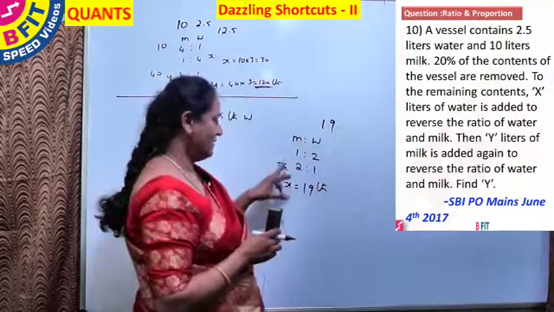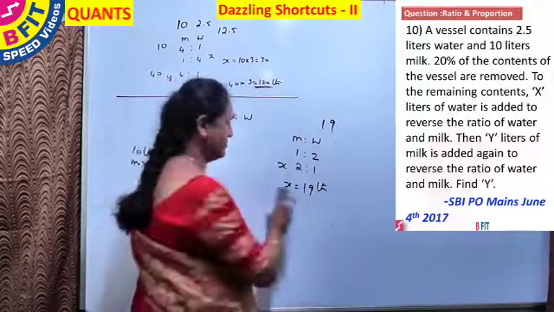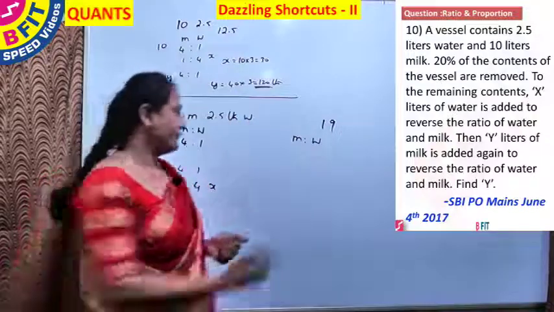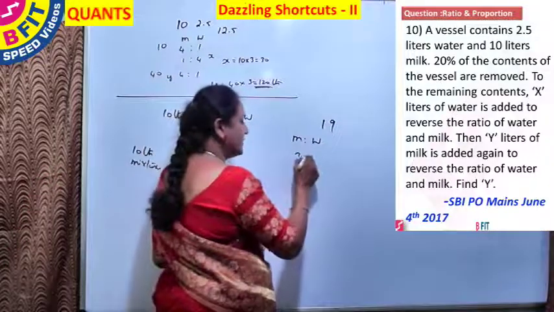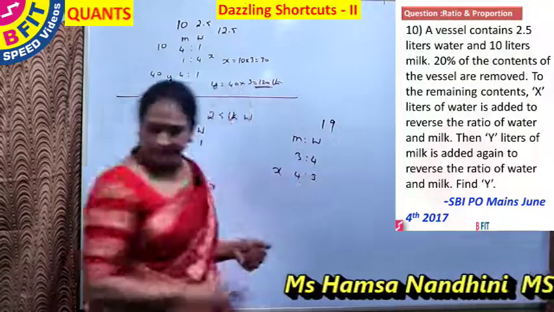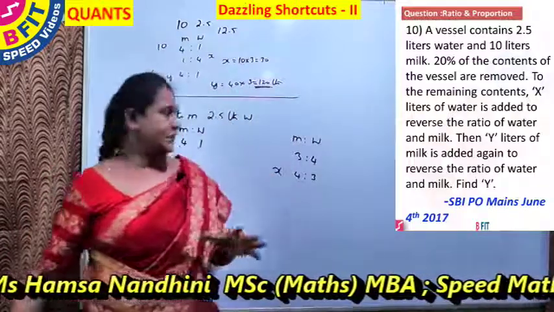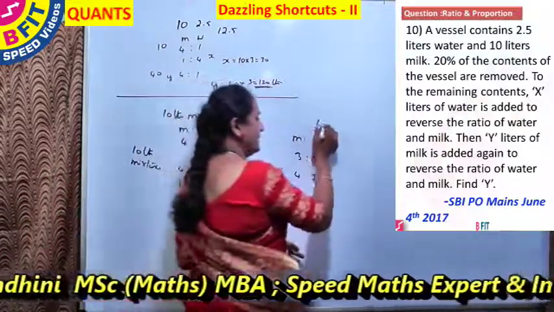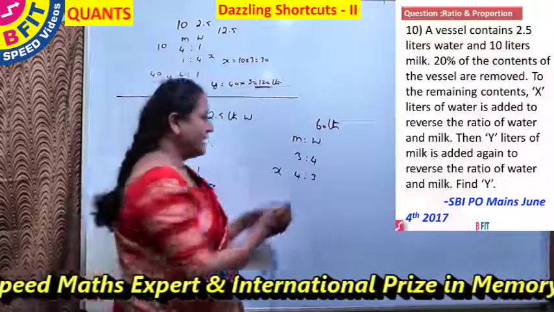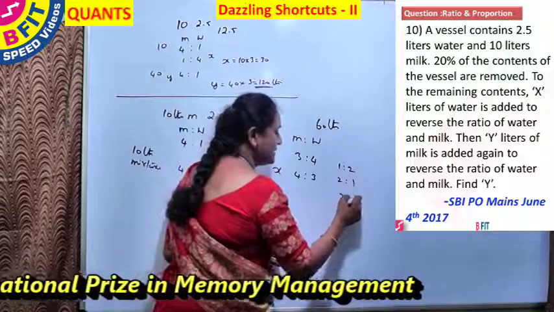Now I'll show some revised pattern of these reverse ratios. Advanced pattern of these reverse ratios. If the ratio is 3:4 and this should become 4:3, I'll take the 60 liters as example again. Now what will be the value? There it was 1:2, 2:1, so we took X as 60.